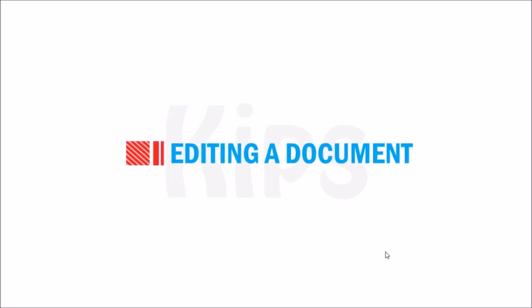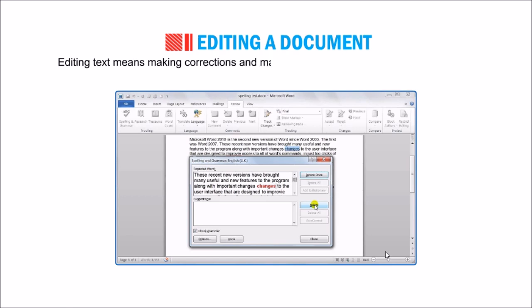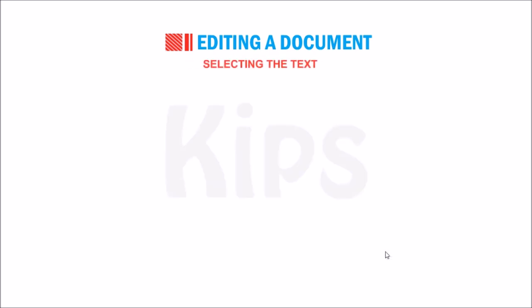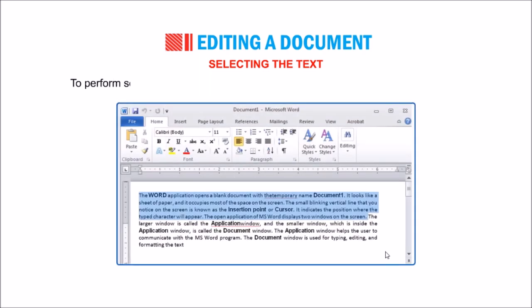Alright, let us discuss editing a document. Editing text means making corrections and manipulating text in a manner that would lead to the desired end result. This process may include inserting, deleting, copying, moving, finding and replacing particular text in a document. Selecting the text. To perform some editing action, you need to select the desired text or block of text. The selected text appears highlighted. Let us learn various methods to select the text in a document.